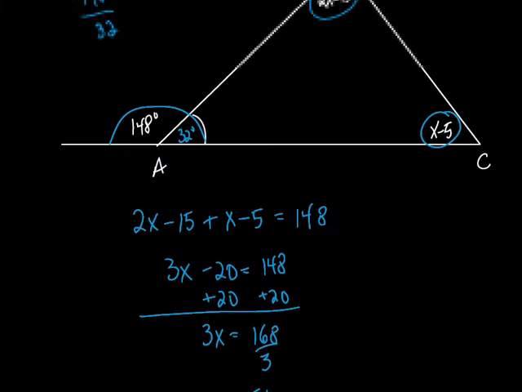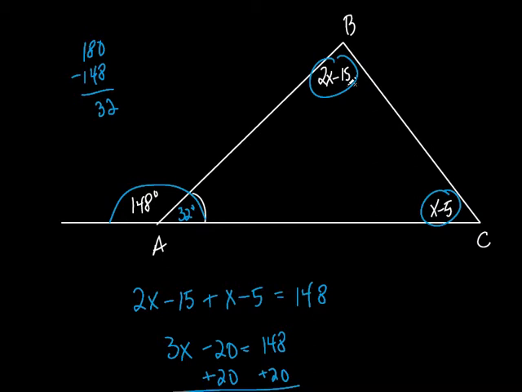But that's not really what I asked you for, is it? I asked you to find these two angles. What would the easiest one be? If I know that x is 56, what's the easiest one? Yeah, x minus 5. So this would be what? 56 minus 5, which is 51 degrees. Okay? So that's what that angle is. So angle C is 51 degrees.